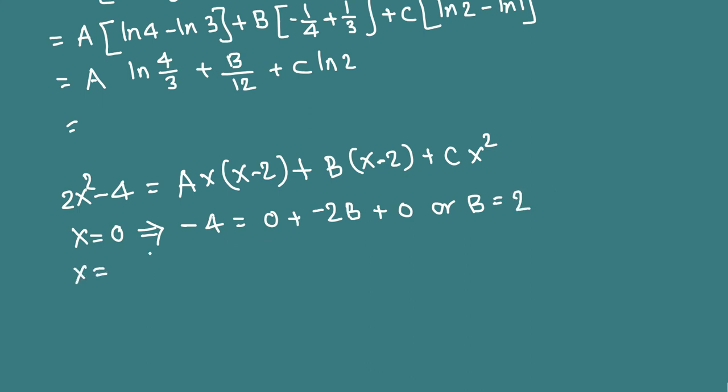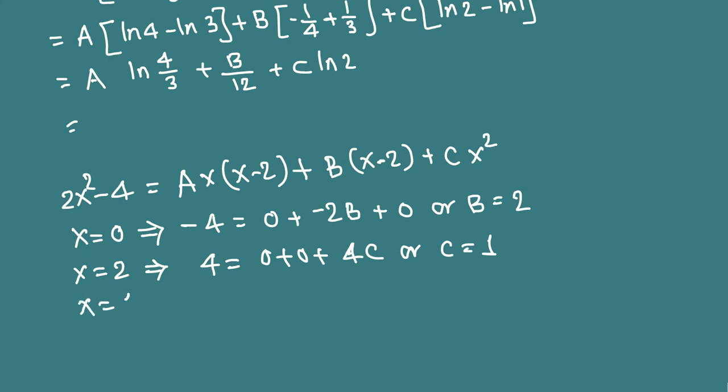And take x equals 2. That implies, because x equals 2 makes this 0 and 0. Okay, so 2 squared is 4, times 2 is 8, 8 minus 4 is 4, because this is 0, this is 0, plus c times 2 squared, 4c. So 4 equals 4c, divided by 4, c equals 1. So we now know b and c. Only unknown is a. Take any other x value.